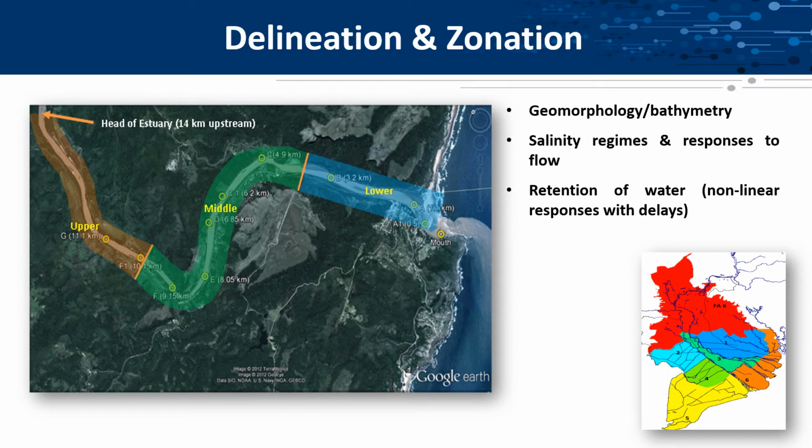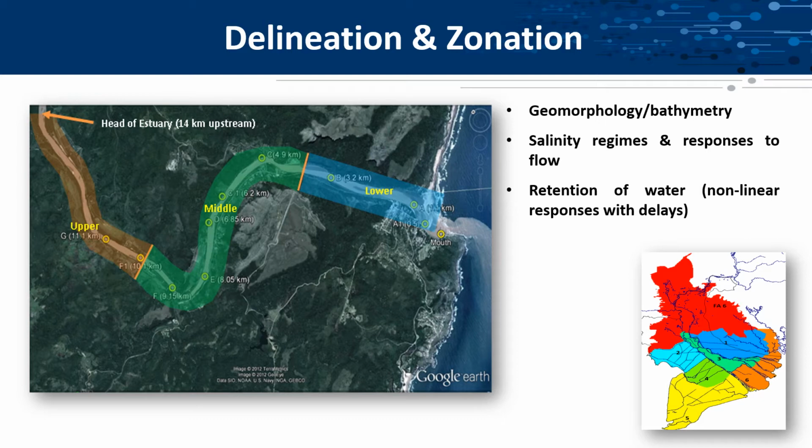Once we understand the physical space in which we need to do the e-flow study, we will then look at zoning the estuary into more homogeneous regions. In this case, we use geomorphology and bathymetry, so shallow areas, deeper areas that have similar mixing processes. We look at the salinity regime in the systems and its responses to flow. And then finally, areas of high retention or low retention, because this can give you nonlinear responses.